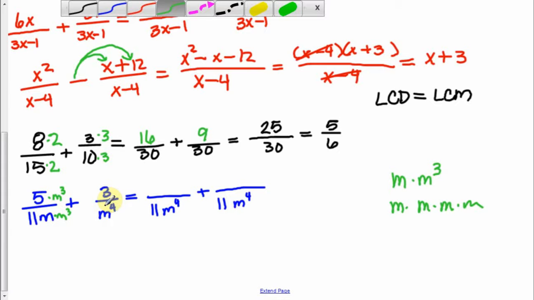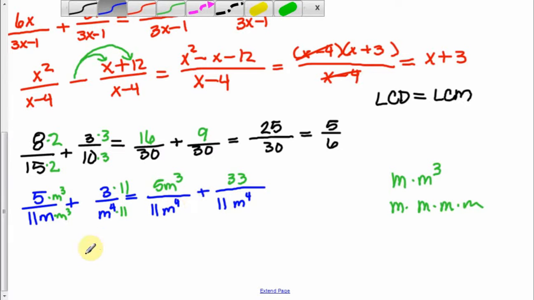What did I multiply m to the fourth by to get this 11m to the fourth? 11. So you're going to put times 11, and whatever you do to the bottom, you have to do to the top. So in this numerator, I'm creating an equivalent fraction to 5 over 11m. I would have 5 times m to the third, just 5m to the third. And here I have 3 times 11, which is 33.